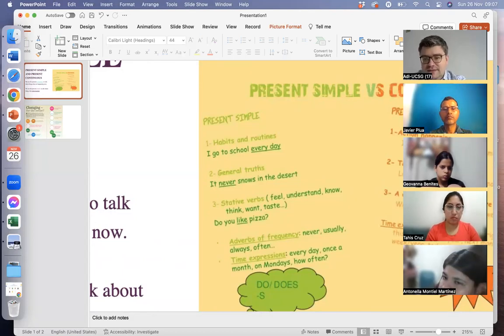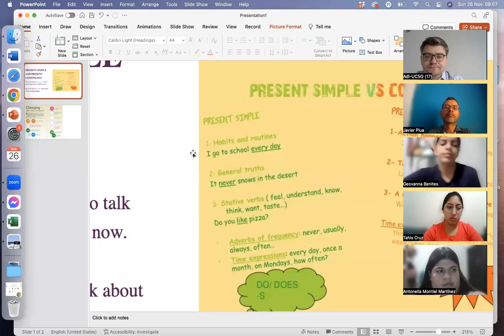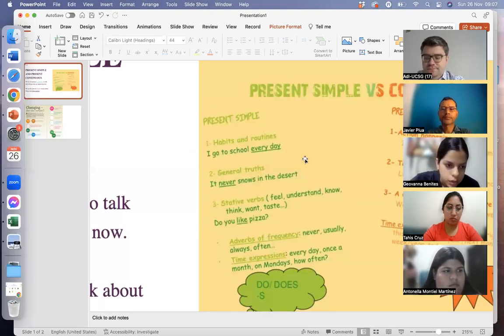A lot of times in the English language, you will see that it comes naturally. You naturally use present simple and not present continuous, and the other way around. But you need to know why you are using that rule. Why are you using present simple and not present continuous, or the other way around? Okay, Giovanna, could you read please the rules about present simple? When do we use present simple?